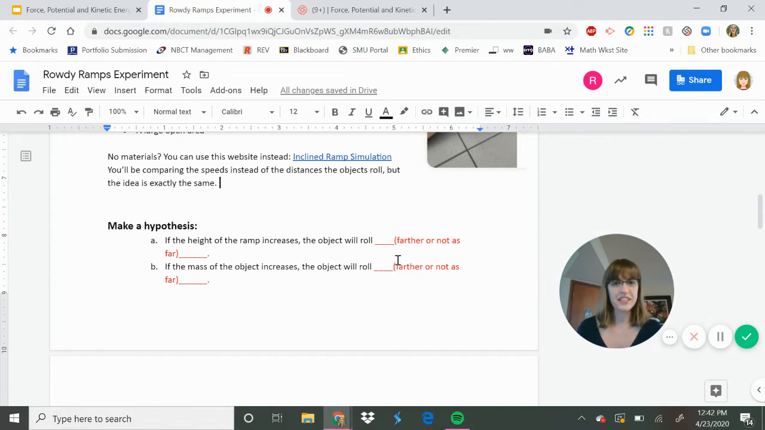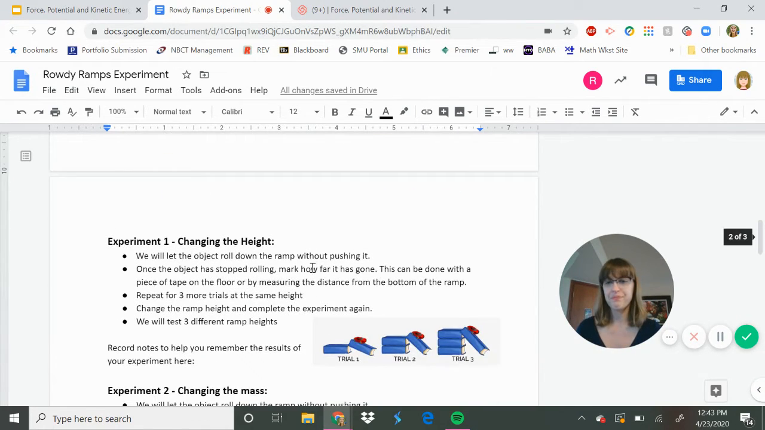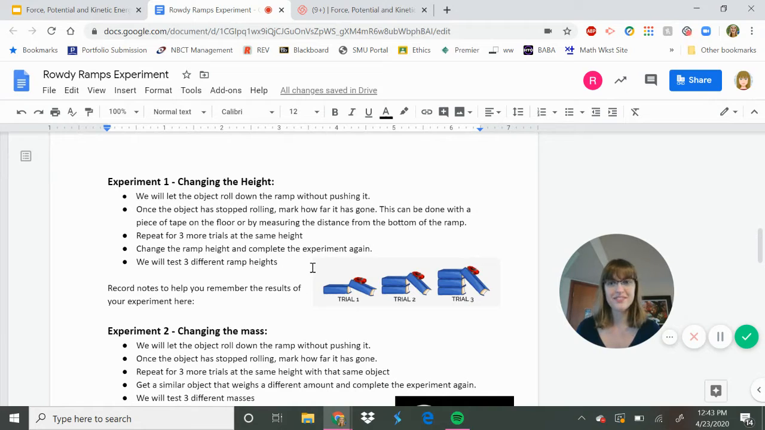You're going to make a hypothesis about if the ramp gets taller, what will happen to the object? Will it roll farther or not as far as the height gets bigger? So fill that in. The same then, fill it in on if you roll down a heavier object versus a lighter object. And then do the experiment.